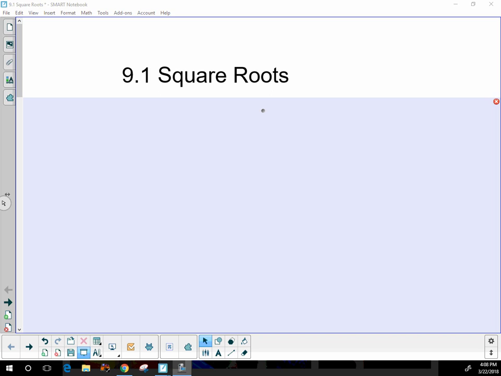In today's lesson, we're going to learn a little bit more about square roots. You are required to take notes, so please get your pen and paper out now if you don't already have them out.